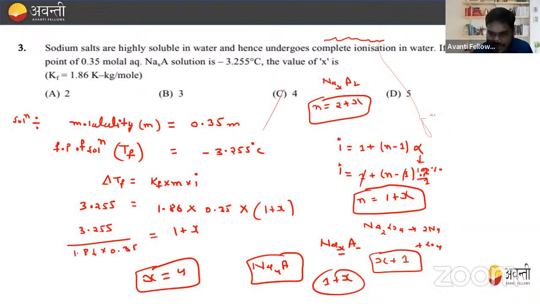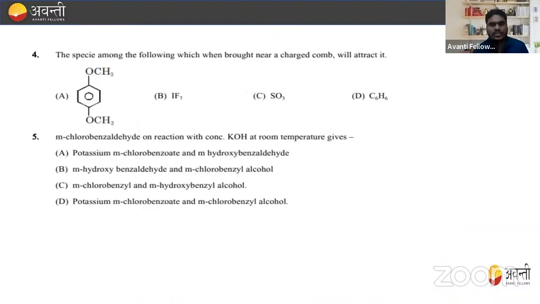Now, let's move to the next question, that is question number 4. What does question number 4 basically ask? They are asking which species among the following, when brought near a charged comb, will attract. This is a very simple question, and it is actually based upon dipole moment and the polarity of the bond as well.